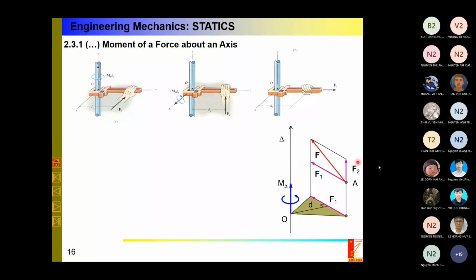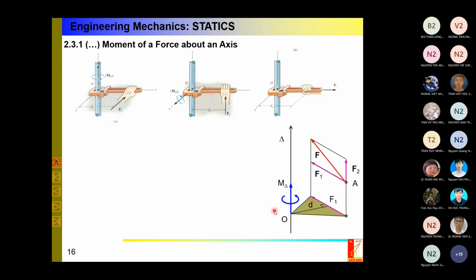Okay, so you see that F2 is parallel to delta, so it does not give any contribution to the tendency of rotation. So F2 is wasted. Nothing happens with F2 regarding the rotation. And F1, I can imagine that F1 is a projection of F onto the plane which is perpendicular to the axis delta. Okay, do you understand?